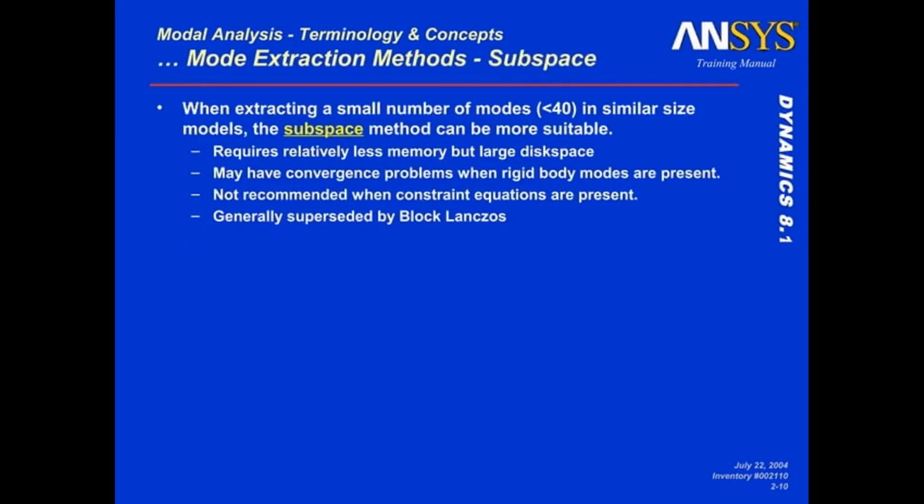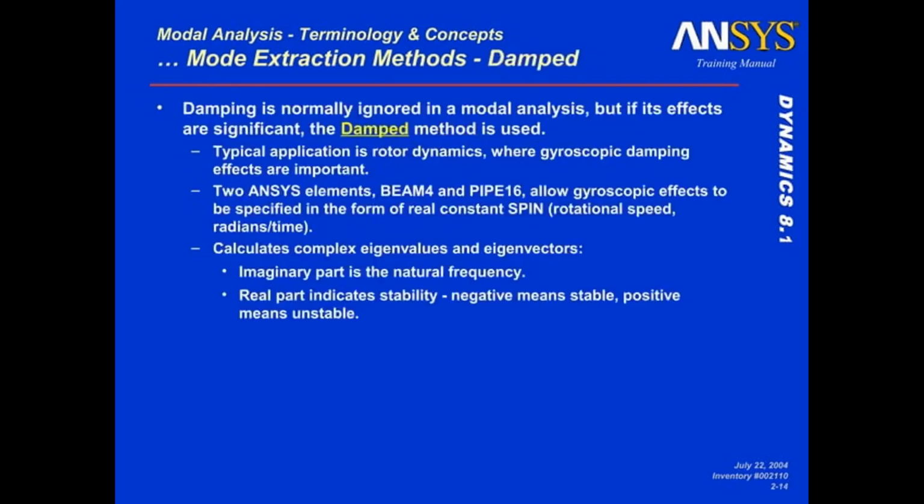For extraction of a small number of modes, less than 40, in a similar size model, the subspace method can be more suitable and requires relatively less memory but large disk space. It may have convergence problems when rigid body modes are present, so it is not recommended when constraint equations are present, in general.